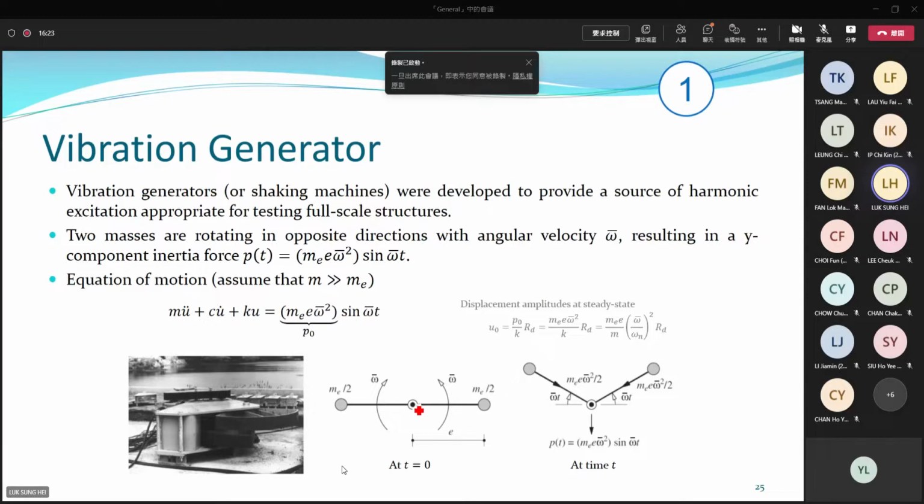You can use a machine like this, attached with two masses. When these two masses rotate, it will generate a sinusoidal component. You may put it on a structure, on a floor slab, on a beam, or on something to generate a sinusoidal force.